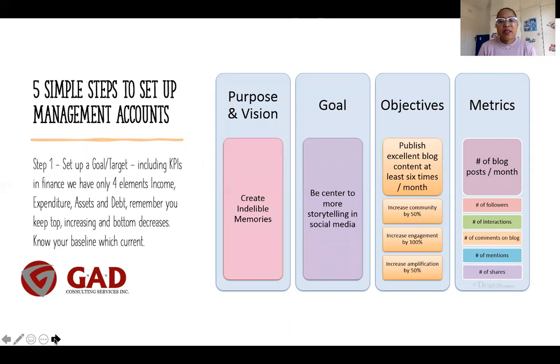So what are the steps that you're going to need to take to actually build this? Step number one, as I said, there's a video that I've done. Step number one, though, you have to set the goals and the targets. In those targets, make sure that there are key performance indicators. And as I had already mentioned, in finance, we have how many? Only 4 elements. So start with 4 elements at the beginning, and then over time, you can build it up. So your purpose, your goal, your objective, and the metrics. Always be very clear. You choose the metrics, which are going to be your KPIs, that matter the most.